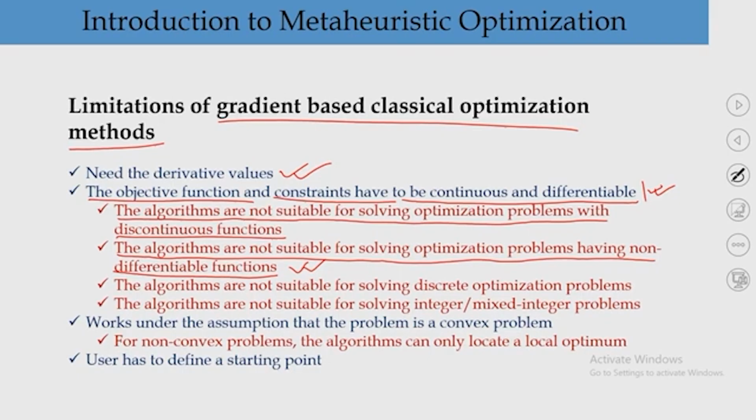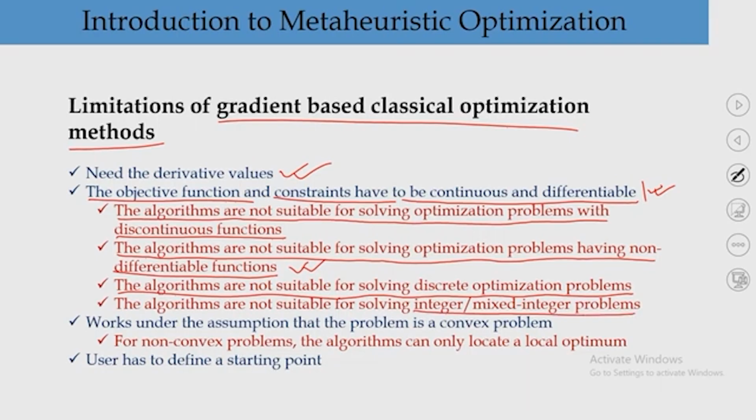Okay. Then the third one is that the algorithms are not suitable for solving discrete optimization problems. So, if your problem is discrete in nature, in that case these algorithms are not suitable, because that function is not a continuous function. Similarly, if you have an integer problem or a mixed integer problem.